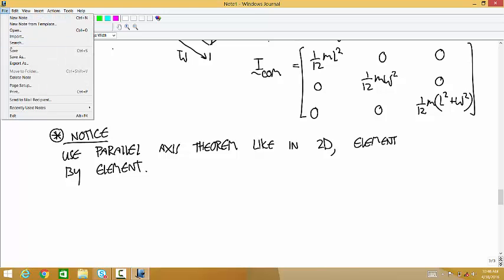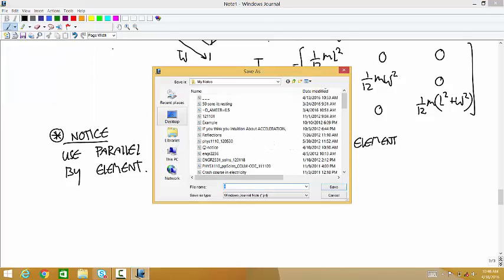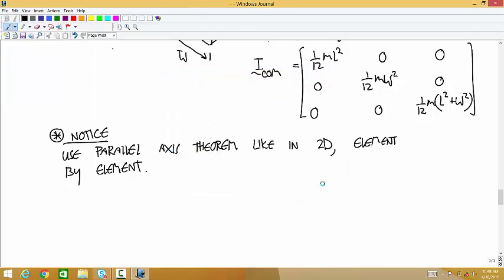Better save this stuff. Okay, so we'll do a couple example problems on Wednesday, and you'll see how it all fits together.